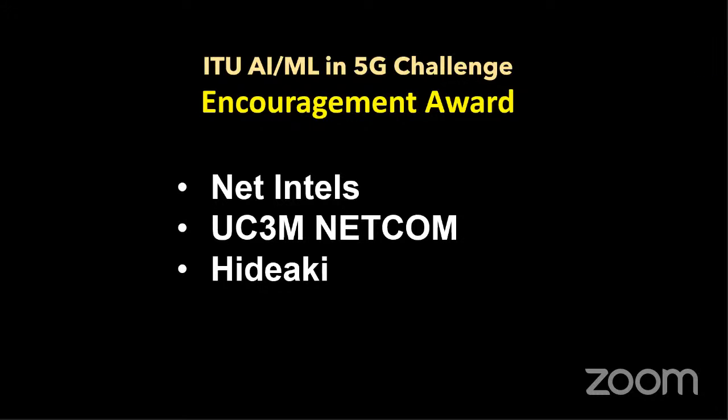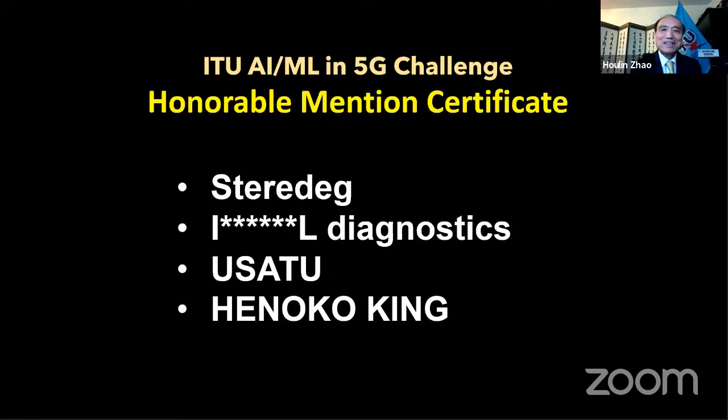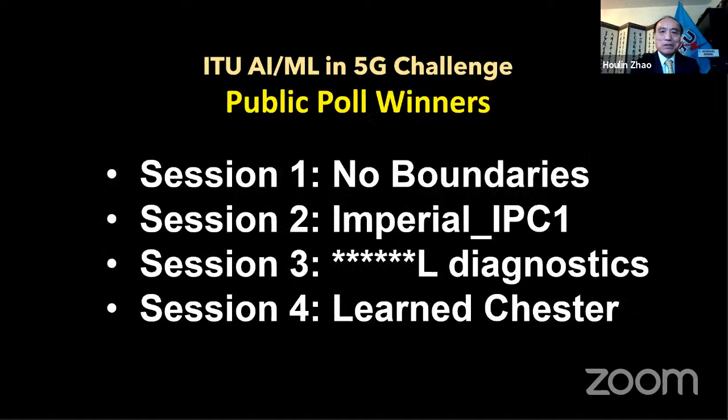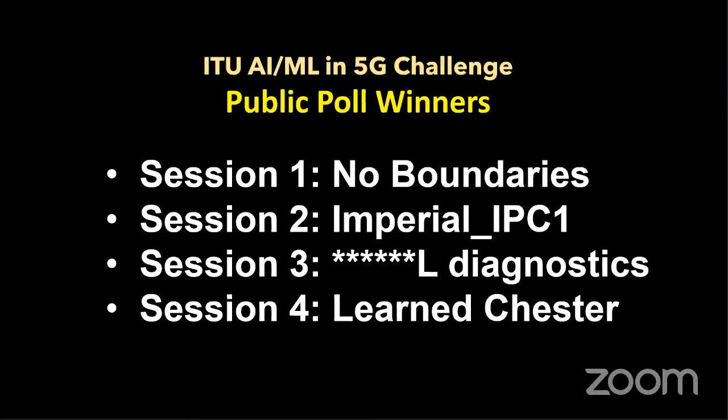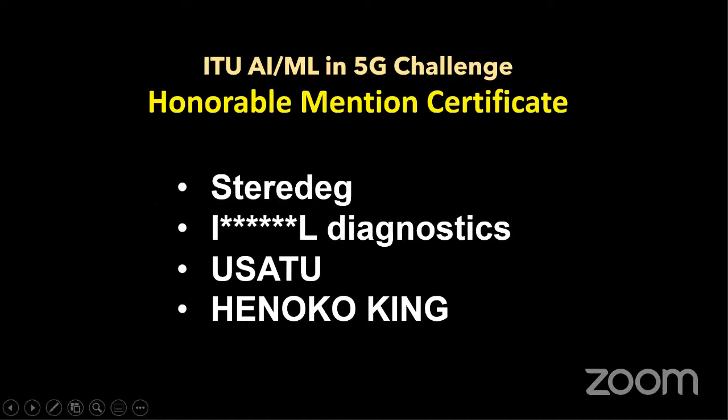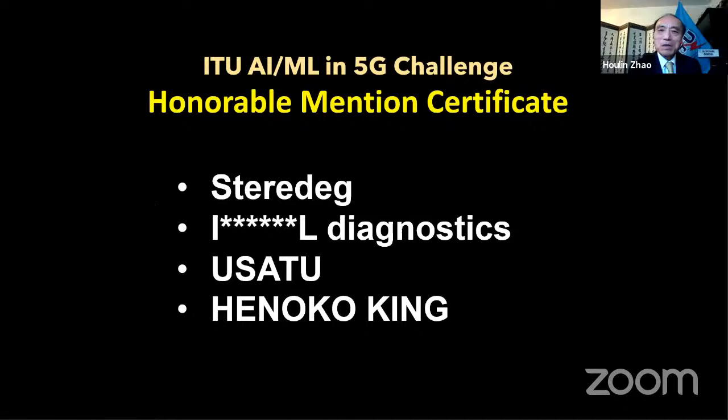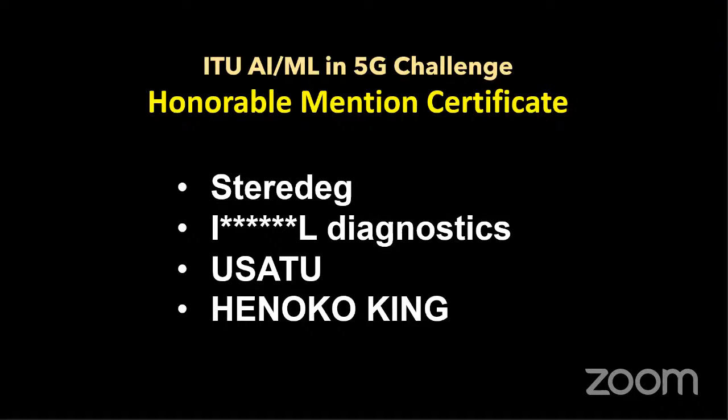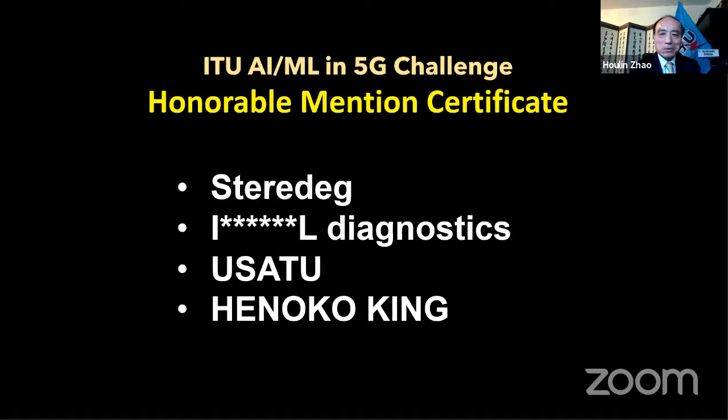Okay, next one. There are quite a few, Hulin. All right, next one. Okay, next one. ITU AI/ML in 5G Challenge Honorable Mention Certificate will be Gino, that was too fast. Will be Session 1, No Boundary. What it means? Okay, we stay with that one. Yes, Honorable Mention Certificate. Yes, that is Stereotech, Diagnostics, USR2, Henoko King. Very good. Next one, Gino.